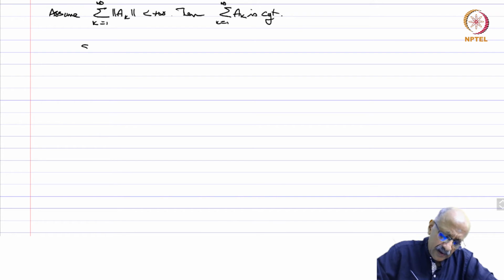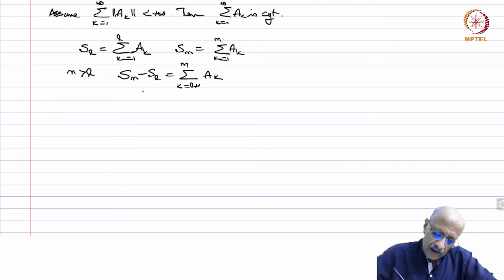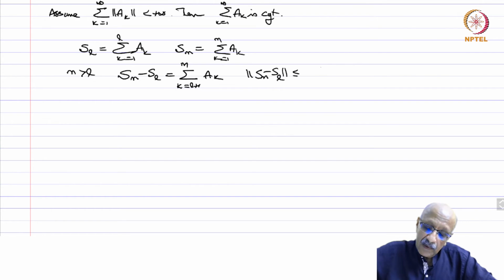So let us take S_L to be sigma k equals 1 to L of A_k, and S_M equals sigma k equals 1 to M of A_k. Let us assume M is bigger than L. So S_M minus S_L is the sum for k equals L plus 1 to M of A_k, and therefore the norm of S_M minus S_L is less than or equal to sigma k equals L plus 1 to M of norm A_k.